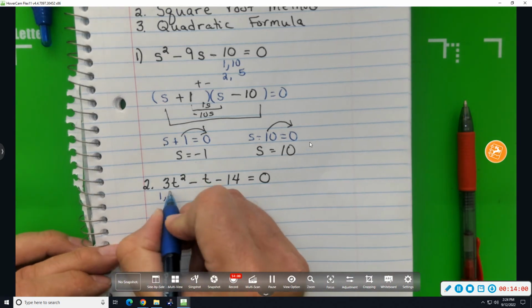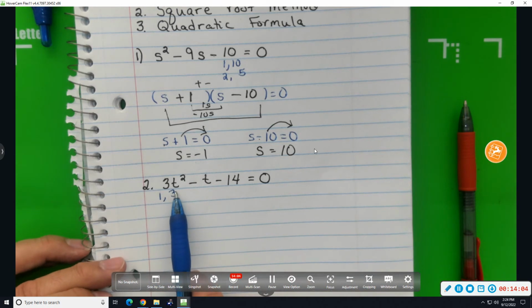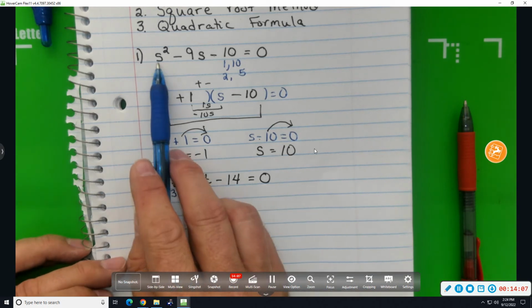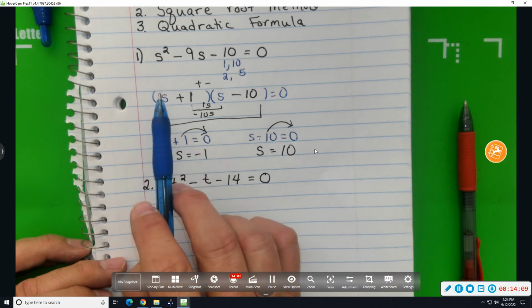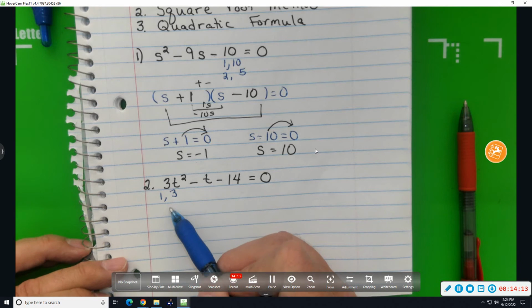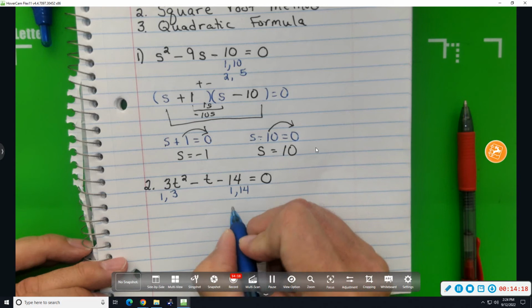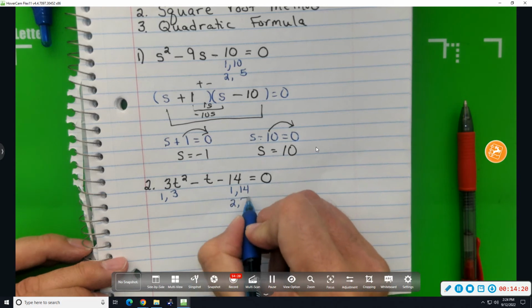Ooh, this one's going to be a little bit harder because there's that number in front of the square term. Unlike this one where there was no number, so you just put s and s. So numbers that multiply together to give 3, 1 and 3. Numbers that multiply together to give 14, 1 times 14, 2 times 7.